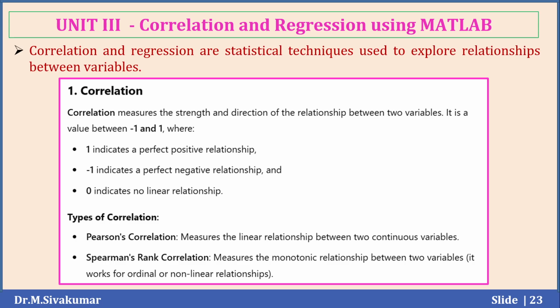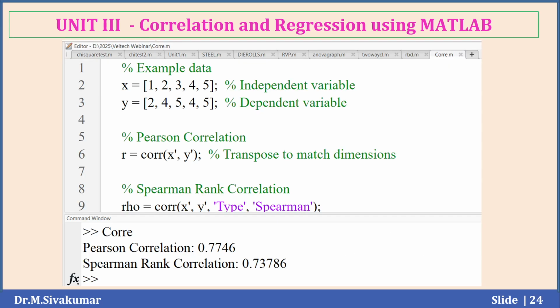What are the types of correlations? Two types of correlations are Pearson's correlation and Spearman's rank correlation. Pearson correlation is used to measure the linear relationship between two continuous variables, whereas Spearman's rank correlation measures the monotonic relationship between the two variables. It works for ordinal or nonlinear relationships.